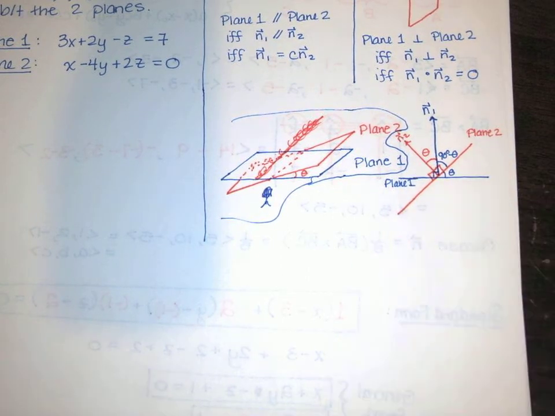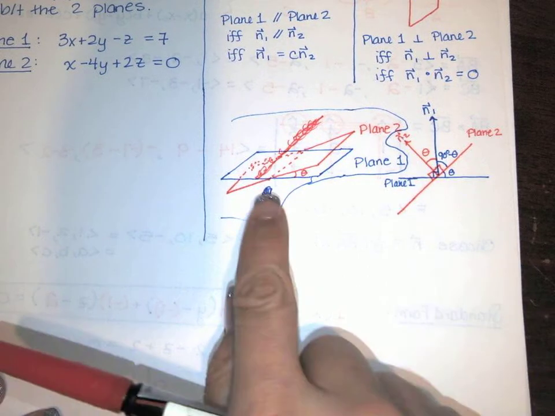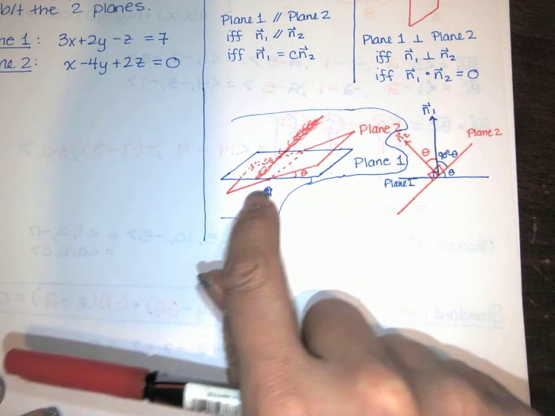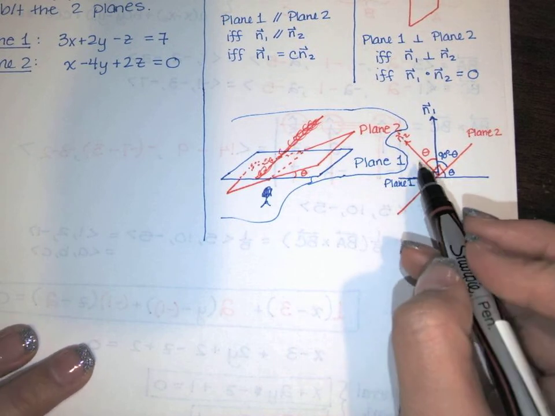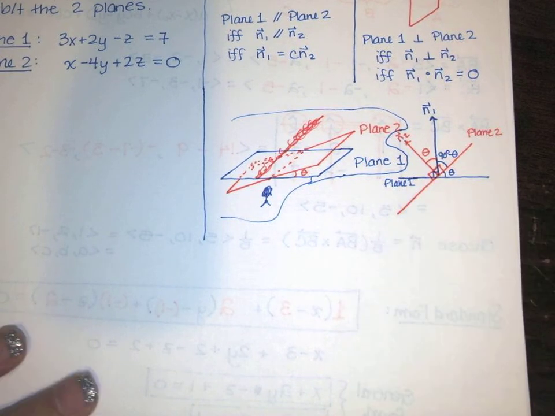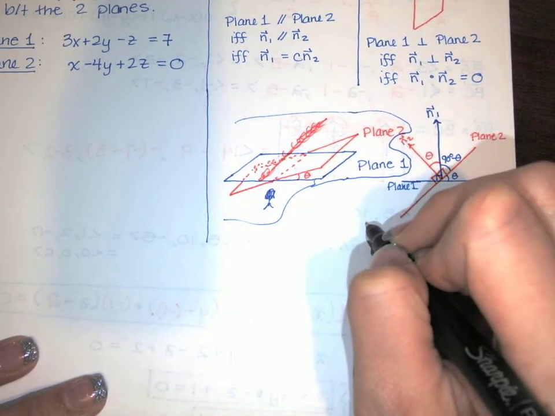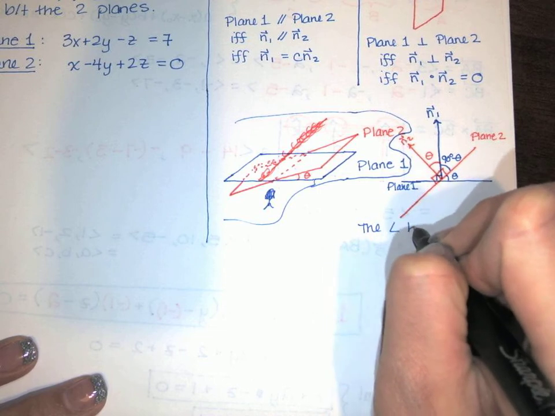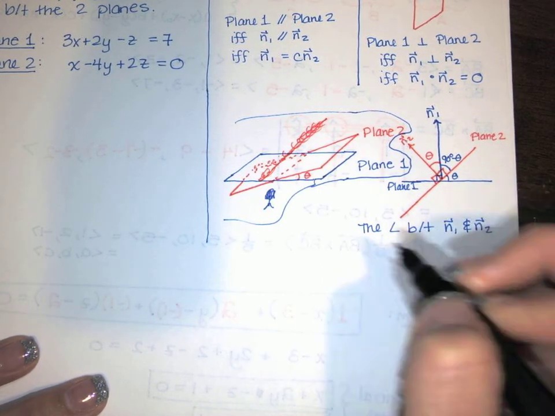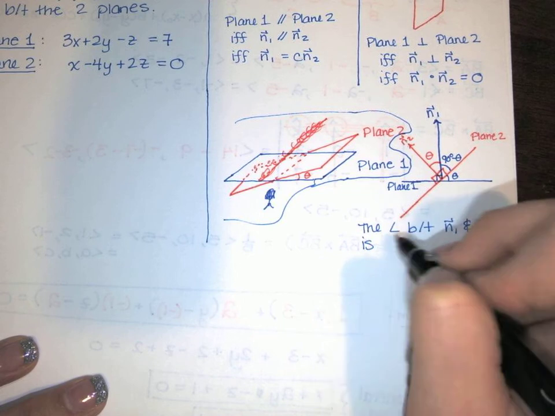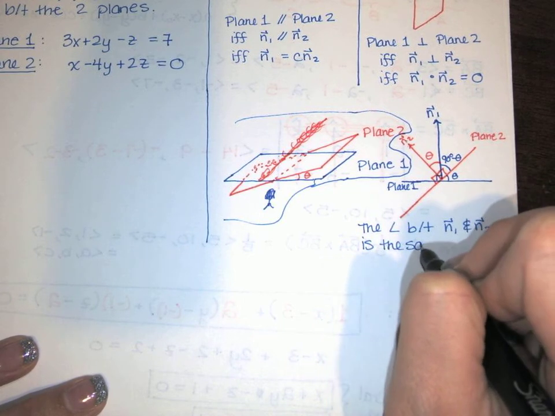So we see from this picture, when I look at it from just the right perspective, so I'm just seeing one end of the plane and another end of the plane, I can see that the angle between the normal vectors is the same as the angle between the two planes.